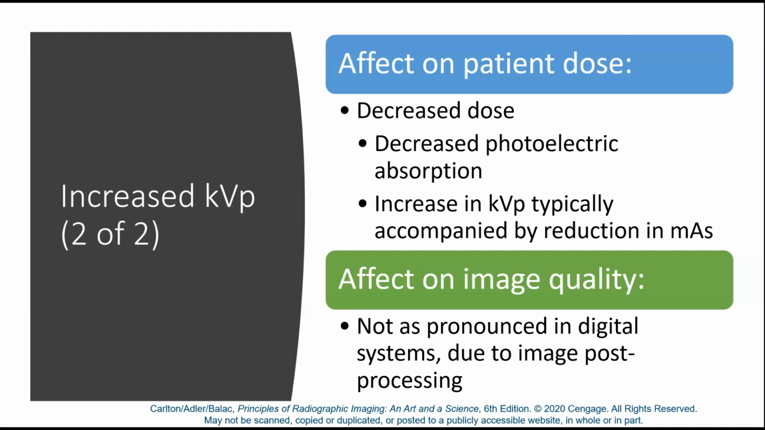So, effect on patient dose. If we increase our kVp, we're decreasing our dose because we're decreasing the photoelectric absorption. So remember, the photoelectric absorption is 100% dose. All of that is being absorbed in the patient. So if we increase our kVp, we're increasing our transmission, which is decreasing our photoelectric absorption. And normally when we do increase our kVp, we're reducing our mAs. So we are reducing our photoelectric absorption by decreasing our mAs.